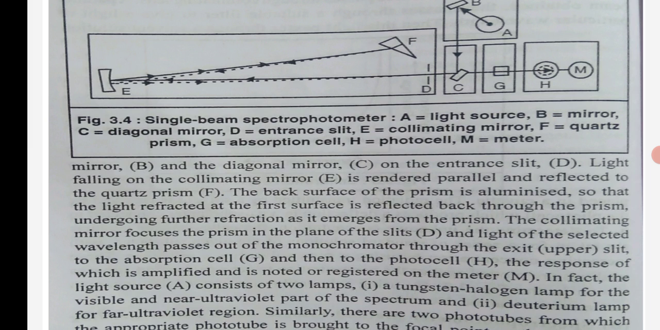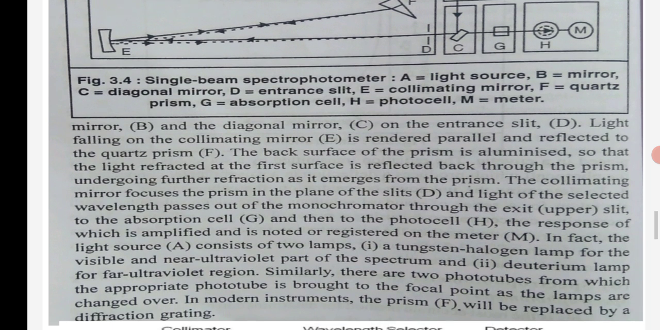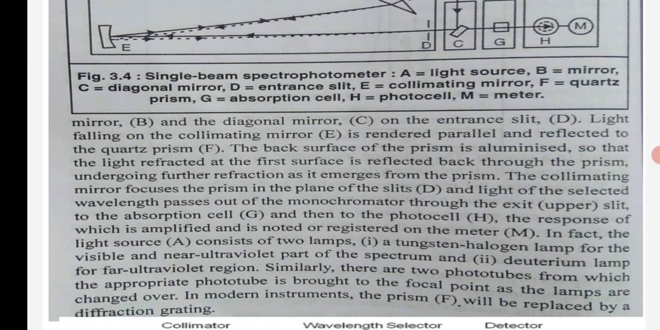In fact, for the visible and near ultraviolet part of the spectrum, and a deuterium lamp for the ultraviolet region. Similarly, there are two phototubes, and the appropriate phototube is brought in, and the focal points of the lamp are changed over in the modern instrument. And this prism F will be replaced by a diffraction grating.